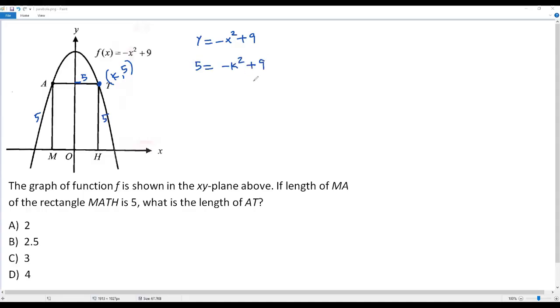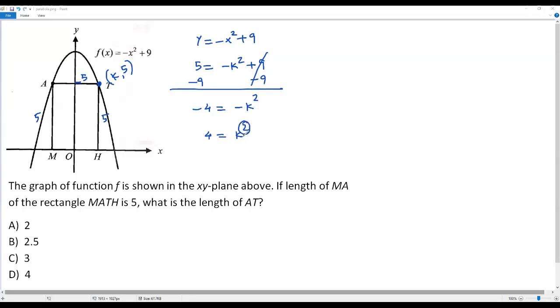Now let's solve for k in this equation. For that, I have to subtract 9 from both sides. When I subtract 9 from both sides, positive 9 and negative 9 will cancel out. 5 minus 9 is equal to negative 4, equals negative k square. Now, to get rid of the negative sign in front of k square, we can multiply both sides of this equation by negative 1. When I multiply both sides by negative 1, I get 4 equals k square, because negative 4 times negative 1 becomes positive 4, and negative k square times negative 1 becomes k square.